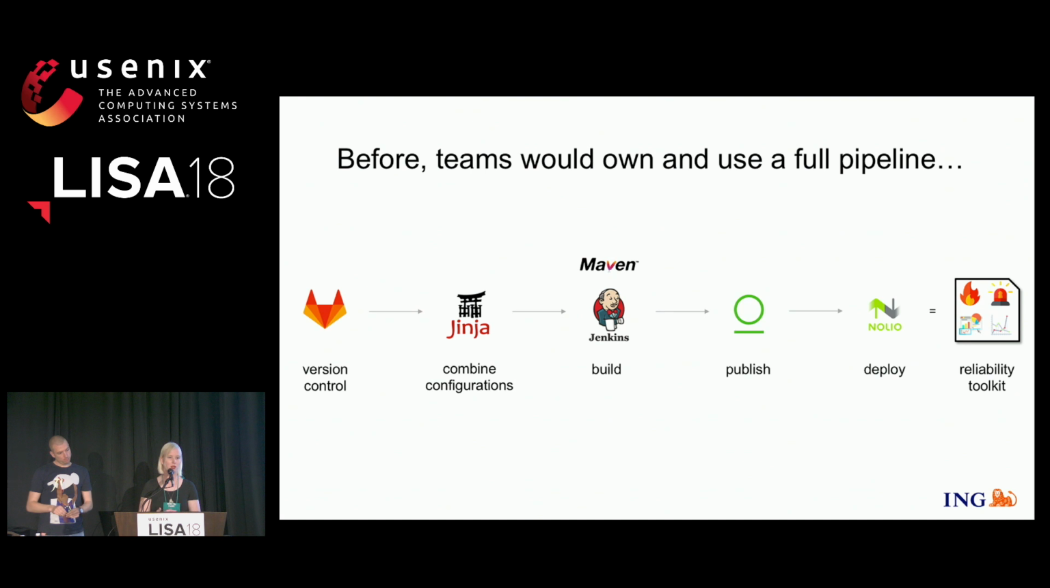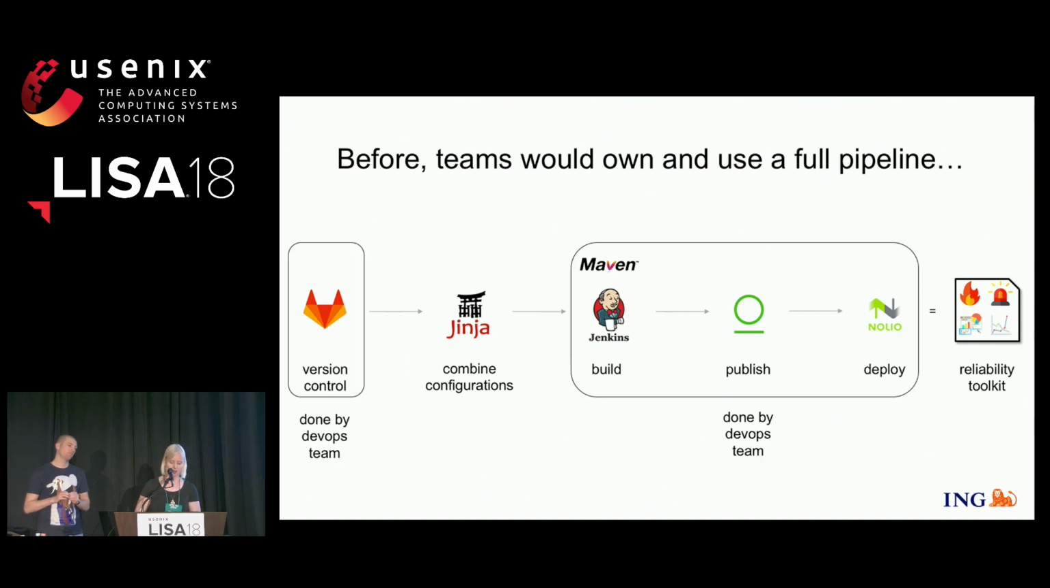So we've been working on this toolkit for quite some time. In a previous version, which is also still running, teams would get a full pipeline to do configuration changes with GitLab for version control, templating through Jinja, Jenkins and Maven for the build, Artifactory for publishing, and Nolio for deploying. We set up the pipeline like this because it's very similar to the pipelines that teams have been using within ING for a long time. So we wanted to take products and tools that are familiar to them, so they didn't have to relearn everything all over.